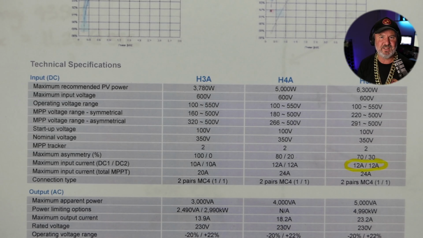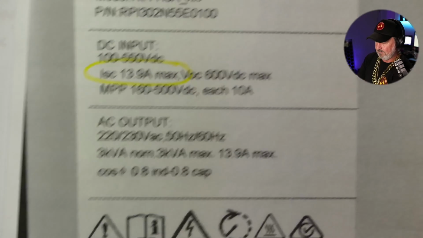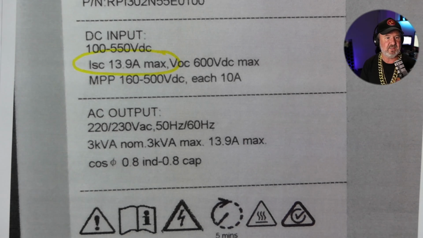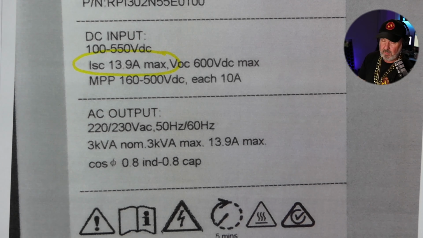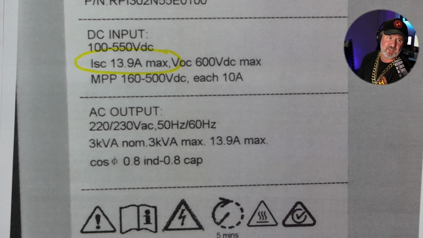So we looked at the stock data sheet and it doesn't mention short circuit rating. So we actually had to go to the product itself, and on the side of the product was this: a sticker on the side which said ISC 13.9 amps. Right, so it took a bit of research really to find out whether this inverter was suitable for this particular panel type. So remember that number, 13.9 amps is the maximum ISC.